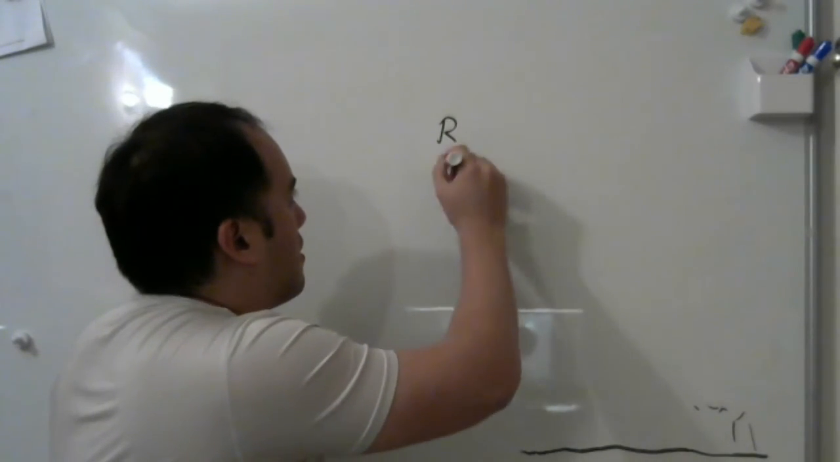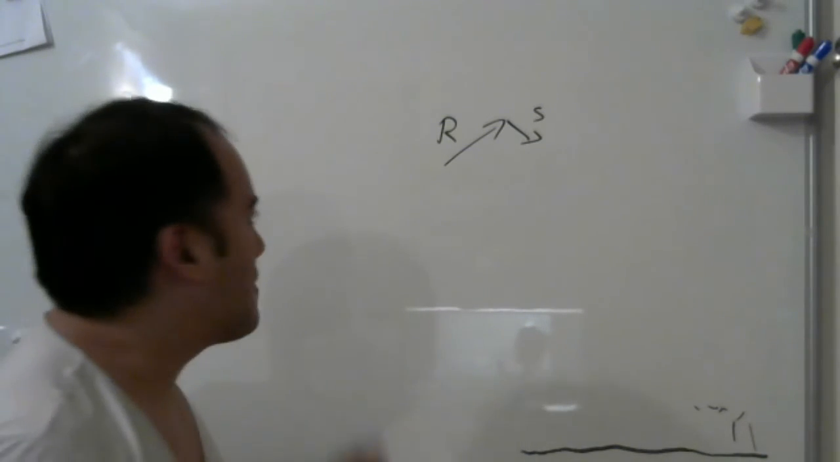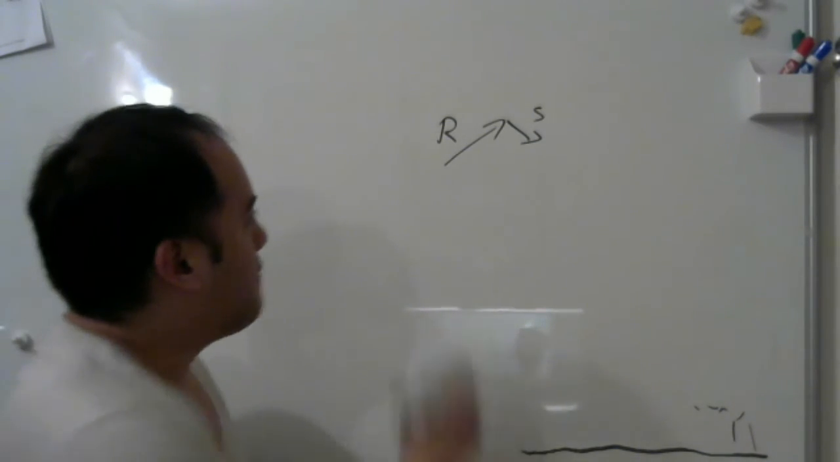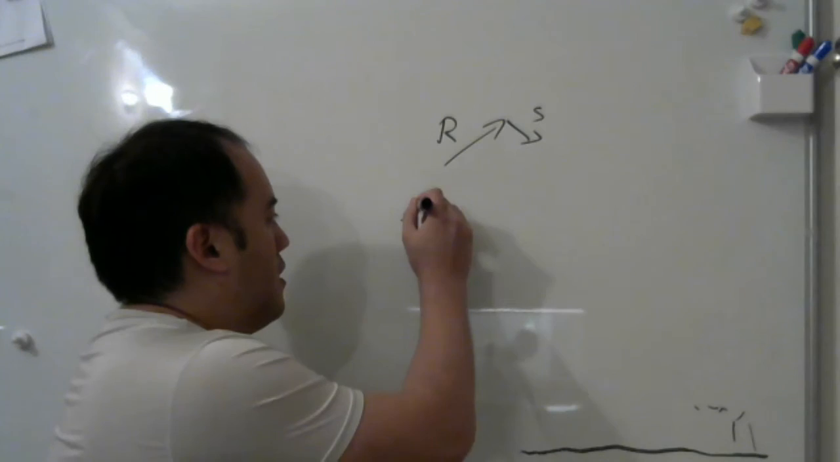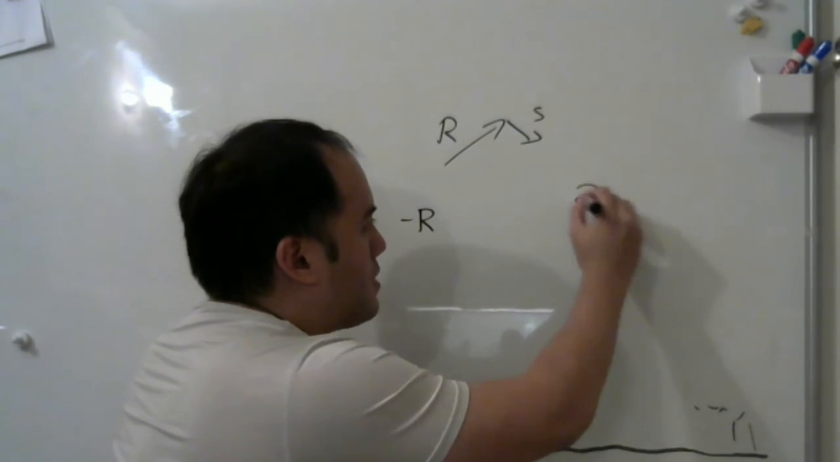Here's vector R. Here's vector S. They might look like A and B, but that's not really relevant right now. If this is R, what's negative R? If this is S, what's 2S?